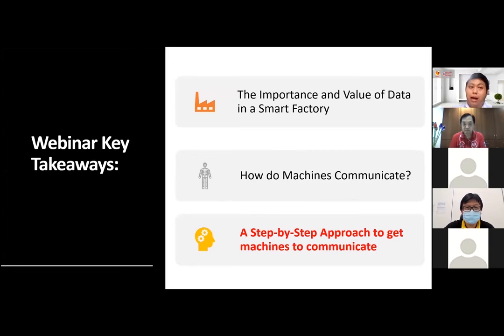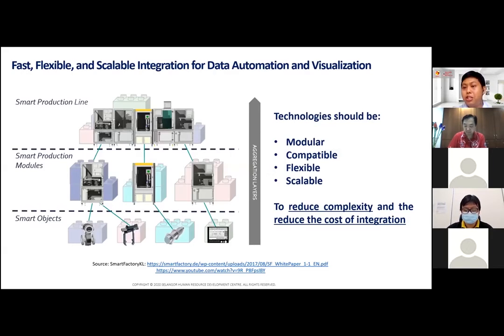So now, I have shared with you how machines communicate and the importance of data. But of course, the next step is, what is a step-by-step approach to start your journey of getting your machines to talk to you? So for us, technologies should always be modular, compatible, flexible, and scalable, right?